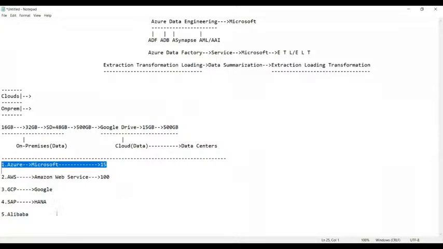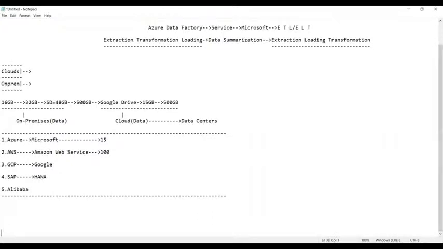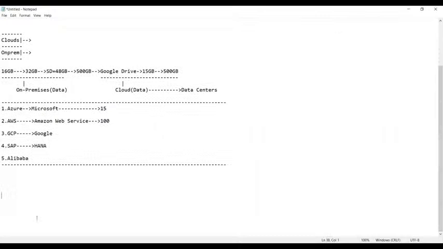Whether it is Azure or Amazon or Google or SAP or whatever it may be, all of them are providing the cloud service. And these cloud services they are providing in three categories. What is that? The first one is called IaaS. The second one they are providing in the form of PaaS. And the third one in the form of SaaS. So what is IaaS, guys?